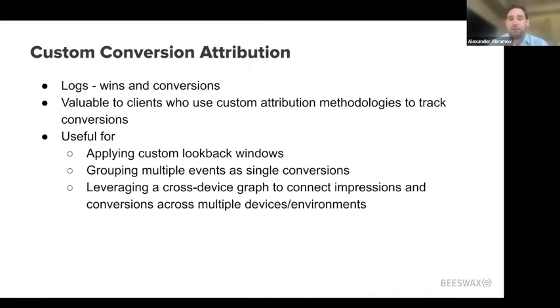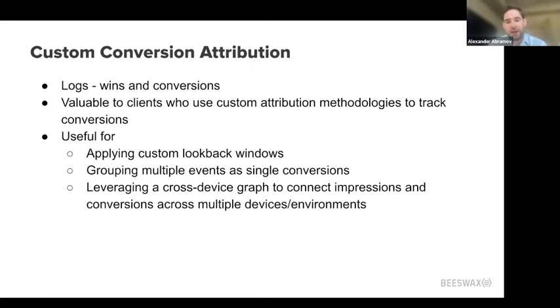First of all, they enable you to apply custom look-back windows. They can be as small as big. They can be a combination of different events, like events of different quality, in order for you to tie a conversion to an impression or a click. If you're looking for a user to perform multiple actions in succession within a short period of time, you can leverage these logs to group multiple events and identify them as single conversions before attributing them to impressions, clicks, views, whatever. And finally, last but not least, you can leverage a cross-device graph, if you have one in-house, to connect impressions and conversions across multiple devices and environments.